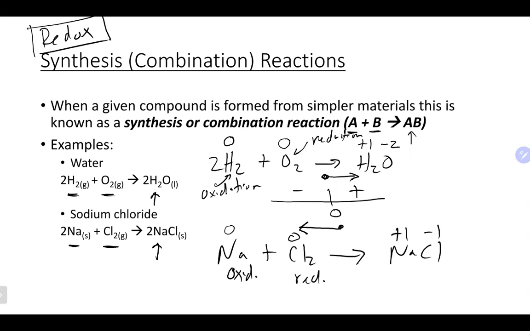So one subclassification of a redox reaction is a synthesis or combination reaction. And the way you can very easily recognize it: left-hand side, a couple of things, right-hand side, one thing, everybody put together, basically. Any questions on synthesis or combination there?